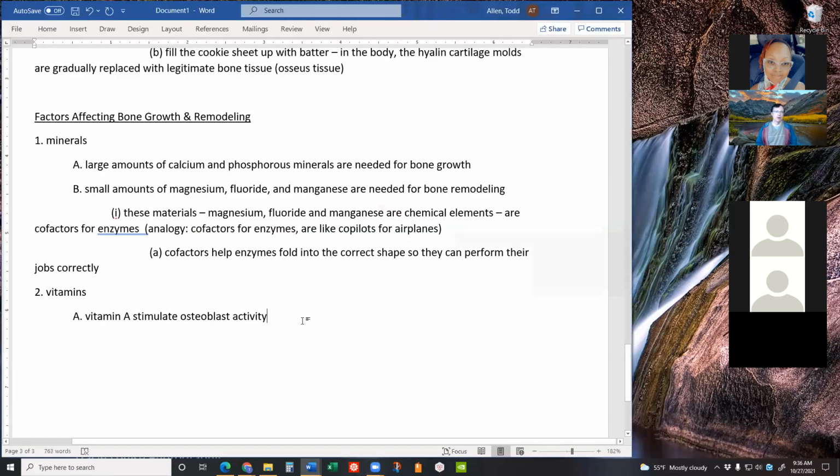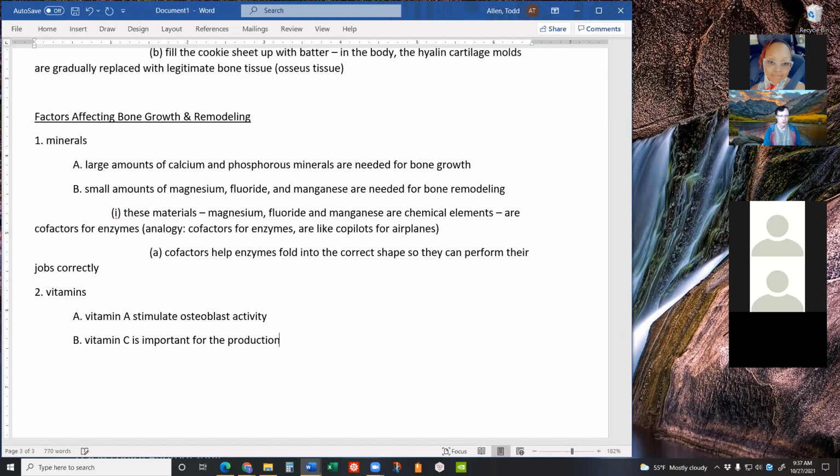As we were saying, there's a variety of minerals that are important for the processes of bone growth and remodeling. There's also a variety of enzymes and vitamins that play a role here. Vitamin C, everybody knows about vitamin C. Vitamin C is important for a lot of things, but in terms of bone growth and remodeling, it's absolutely critical to support the synthesis of collagen fibers. Vitamin C is important for the production of collagen.